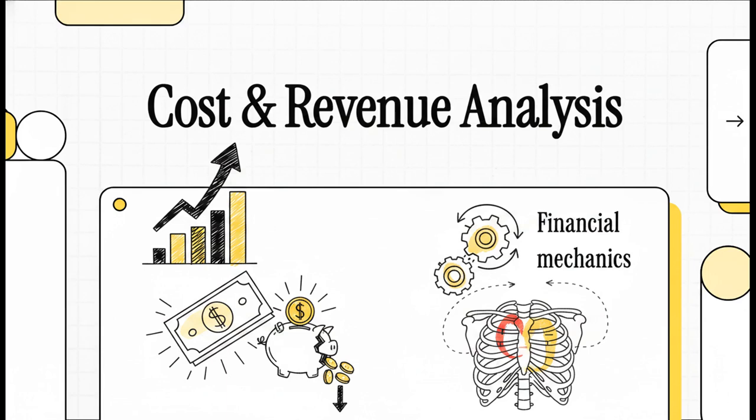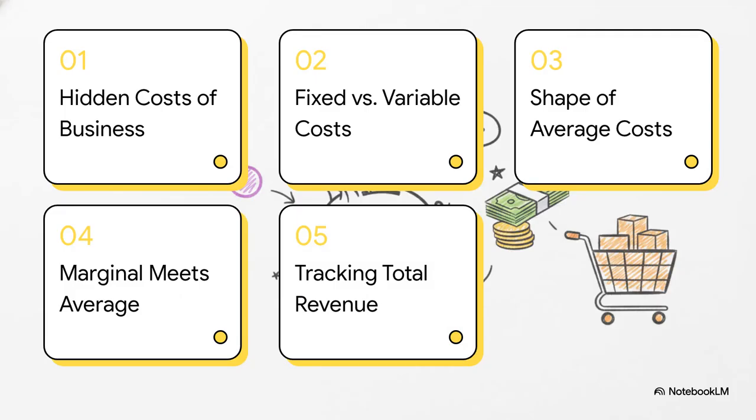Well, you're in exactly the right place. We're going to dive straight into the true financial mechanics of running a business, looking right at its fundamental anatomy. We've got a lot of ground to cover today. We'll start with the hidden costs of business, break down fixed versus variable costs, look at the shape of average costs, see what happens when marginal meets average, and finally, track total business revenue. Let's get right into it.